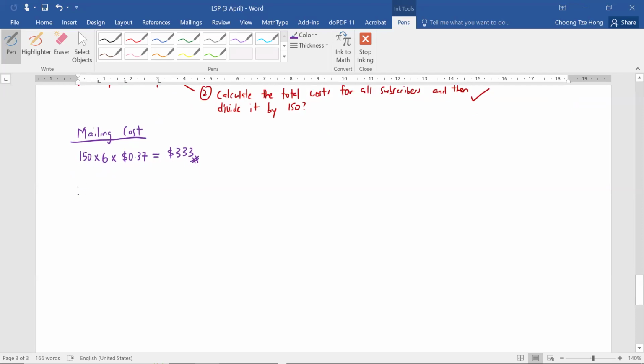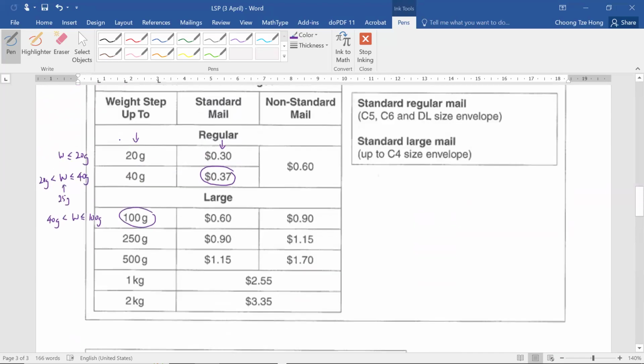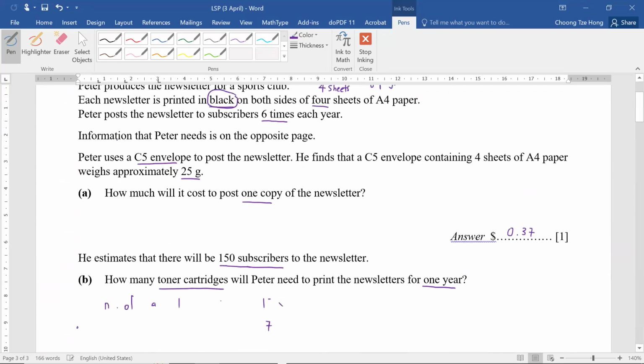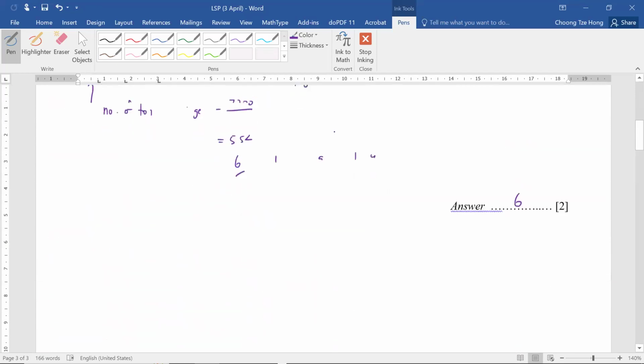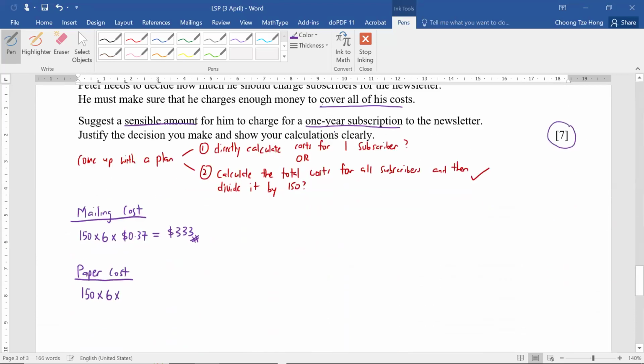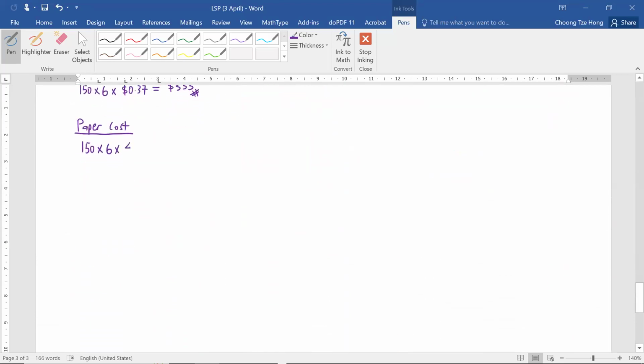Next, let's calculate the paper cost. Same thing, let's write a title, Paper cost, and underline it. Anything under this line, we are going to calculate the cost of paper. Same thing, 150 subscribers, each subscriber 6 newsletters a year. Each newsletter, how many pieces of paper do we need? If you go back to the start of the question, we wrote it down: 4 sheets of paper for each newsletter. So it's going to be 3,600 pieces of paper they will need for 1 year.